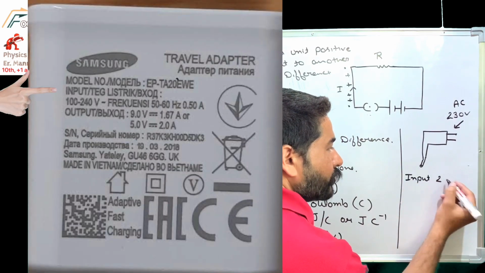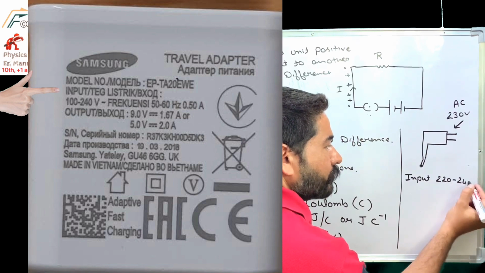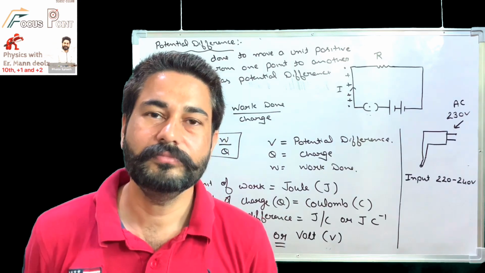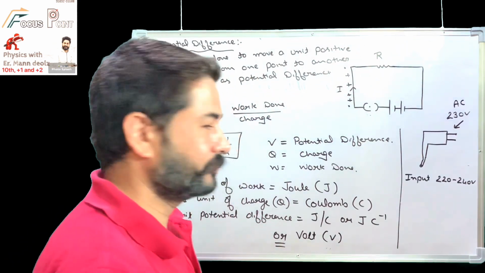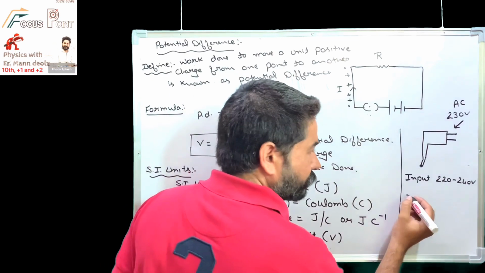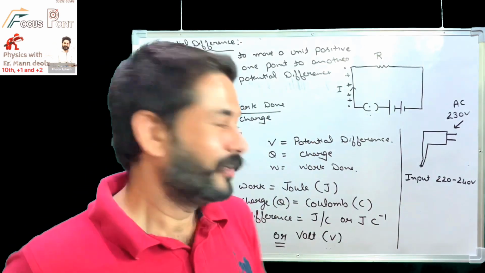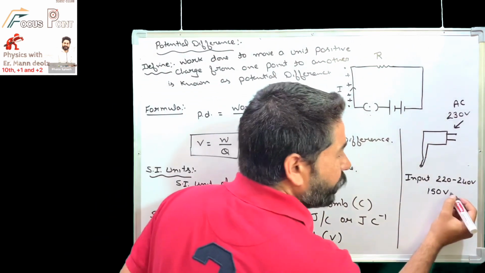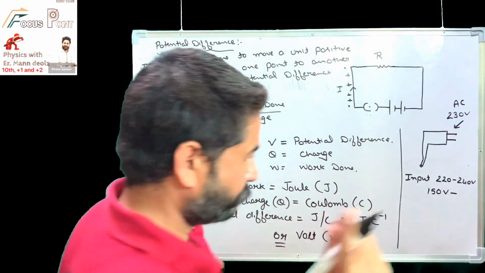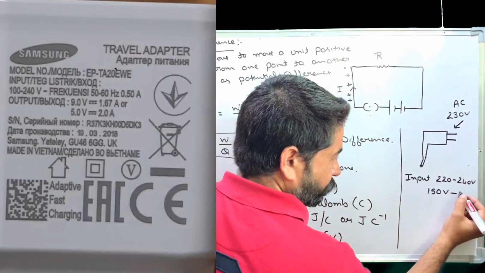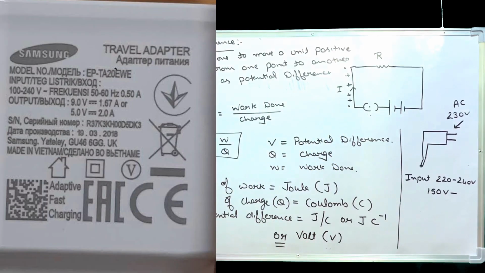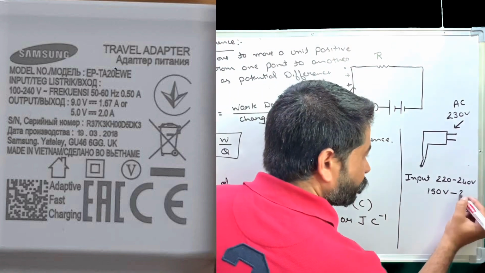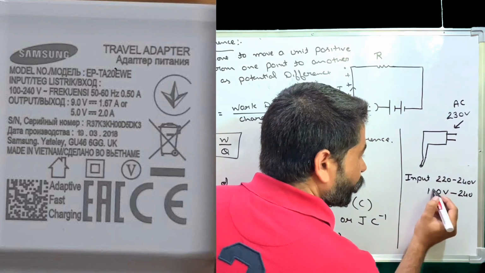Input is 220 to 240 volt. Give me a response. Is this written on your charger? Yes, sir. Sir, 100 to 220 is written. Very good. Now why is it so? It is 100 to 240. Okay, so it means 100 to 240.